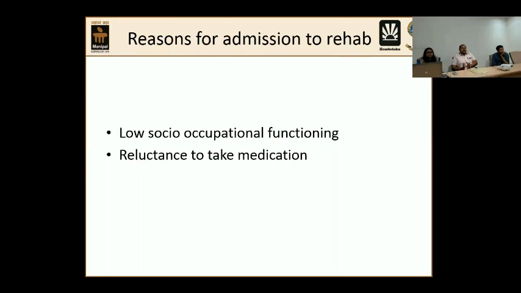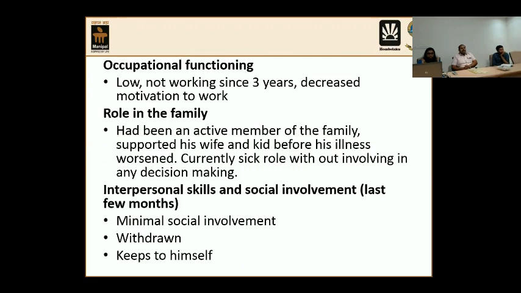Reasons were low socio-occupational functioning and reluctance to take medicine. That was the primary reason why they had considered rehabilitation. Occupational functioning was low; he had not been working for 3 years and lacked motivation to do any work. His role in the family: he had been an active member, otherwise supporting his wife and kid before his illness worsened, and currently he holds a sick role without involvement in any decision making.